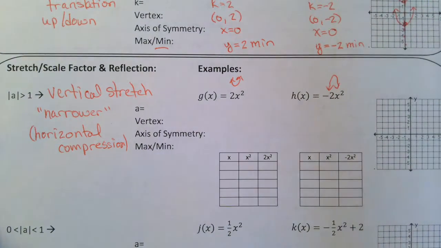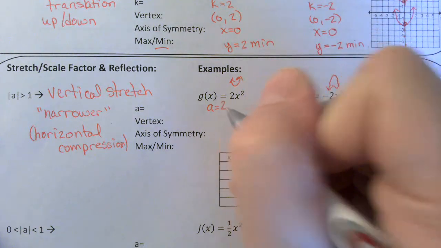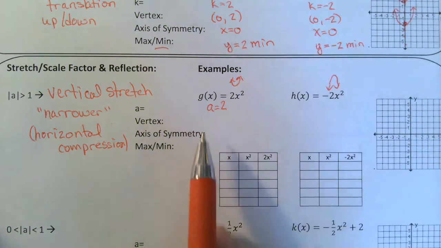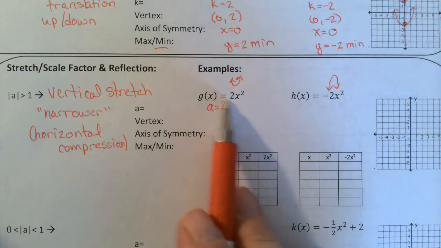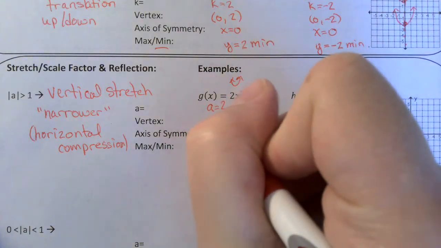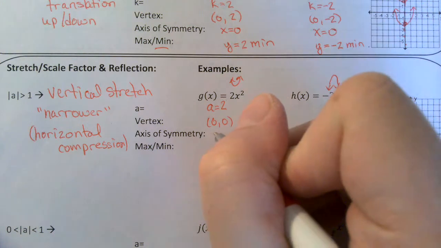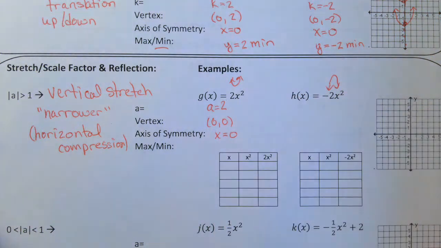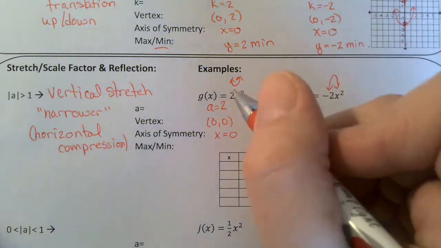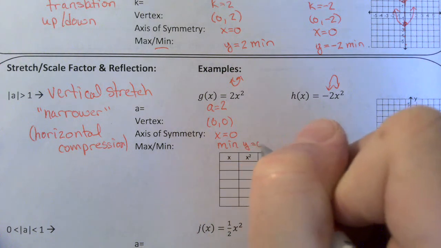Okay, so in my first problem, A is 2, and that's why I have an upward parabola. It's going to be more narrow. Now, did this shift anywhere? Are there any H's or K's here? There's no addition or subtraction with x or on the end, so my vertex stays at 0, 0. I'm just going to have a skinnier graph. My axis of symmetry is x equals 0. My max and min, well, it's upward, so I'm going to have a minimum at y equals 0.